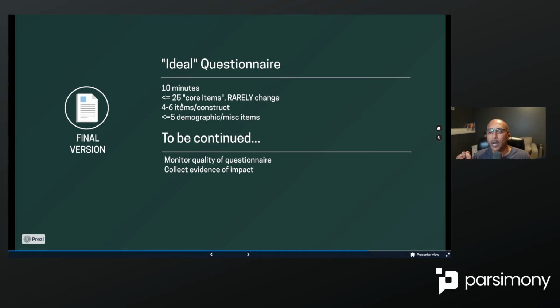And what I mean by core items is that these are the items that actually measure the constructs you care about. So again, going back to the diversity, equity, and inclusion survey example, you'd want 25 items or less that measure those 3 constructs. And in general, you'll want about 4 to 6 items per construct. So again, diversity, equity, and inclusion, either 4 to 6 items for diversity, 4 to 6 items for equity, 4 to 6 items for inclusion, for example.